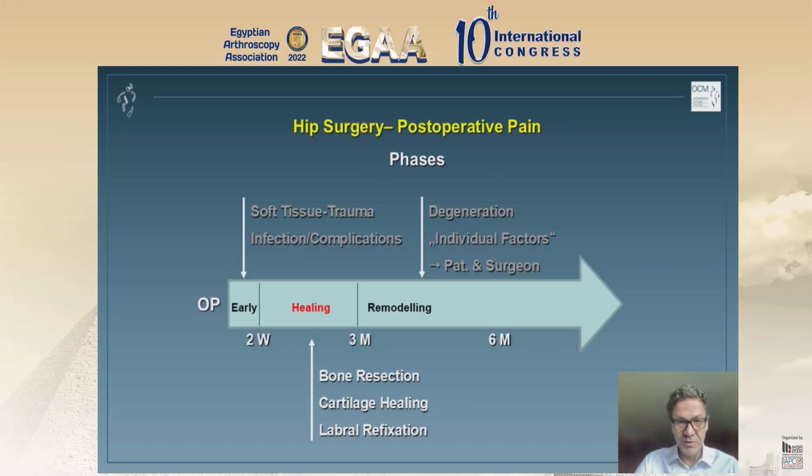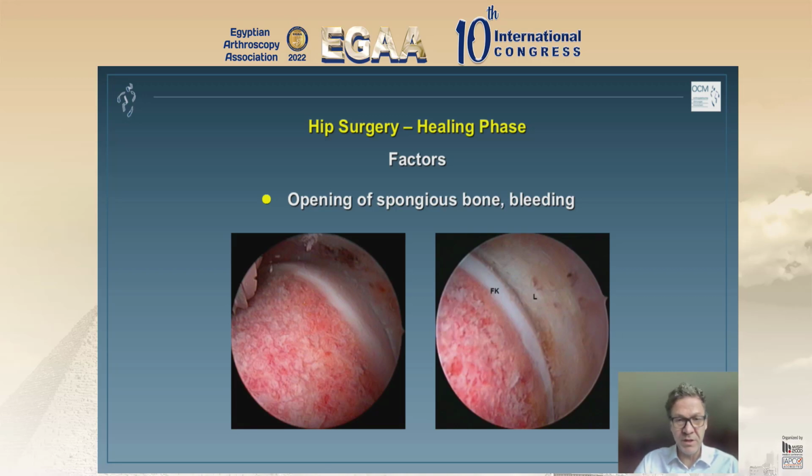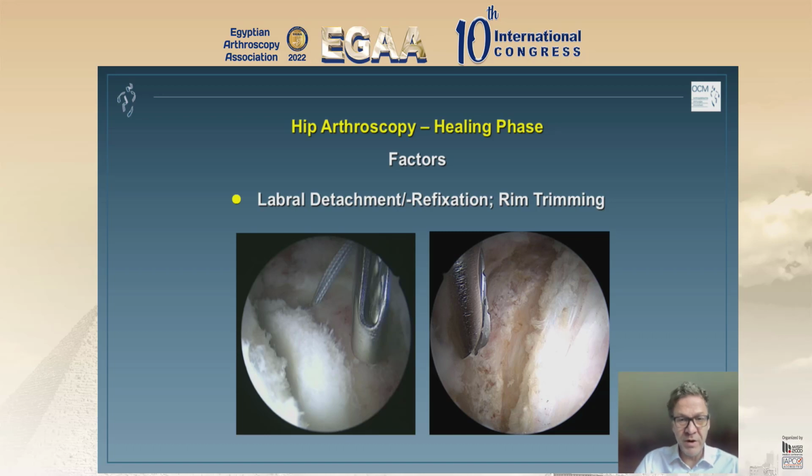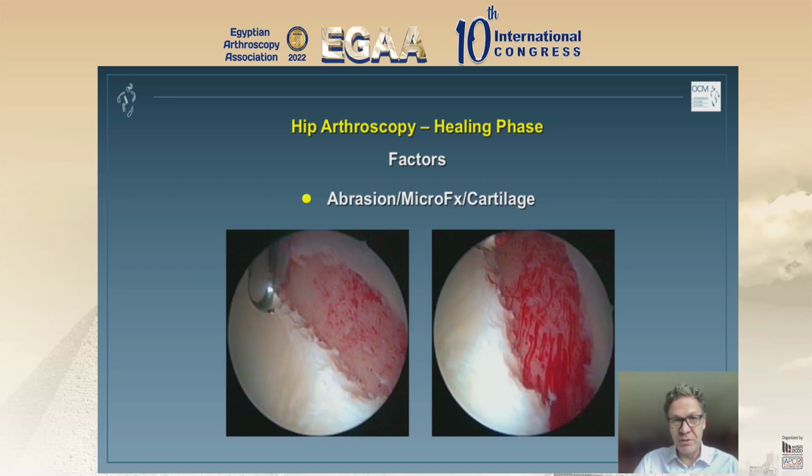The second phase of the post-operative clinical course is the healing phase. This phase is usually influenced by the amount of operative treatment, bone resection, cartilage healing, labral repair, and other procedures you perform. So you do a lot of things by arthroscopy. For example, you do a lot of bone resection, for example, when you do a cam resection, labral refixation, rim trimming, abrasion, microfracture, cartilage treatment. All those procedures are important when you see the patient post-operatively, and all those procedures may delay the rehabilitation time.